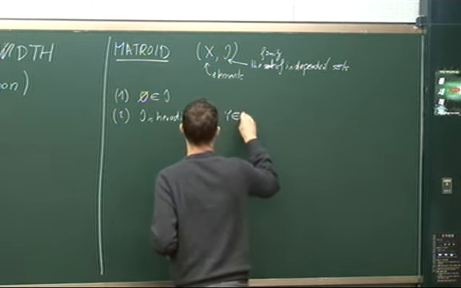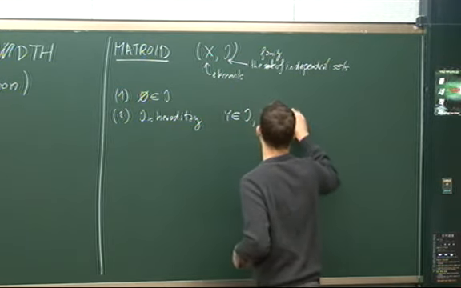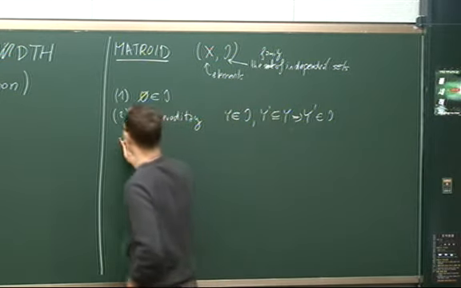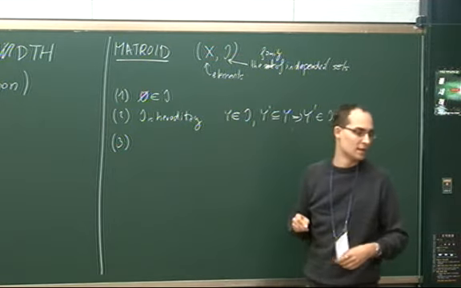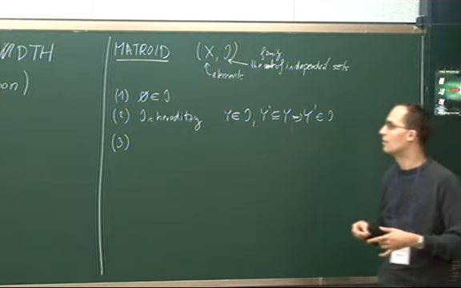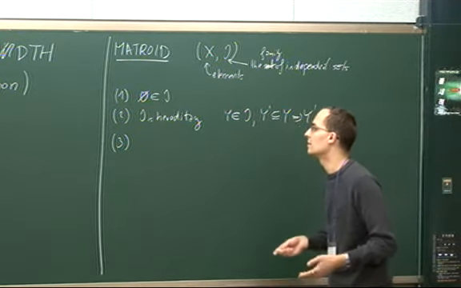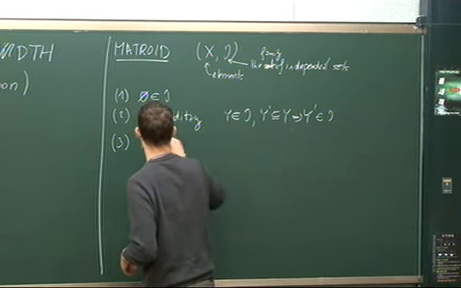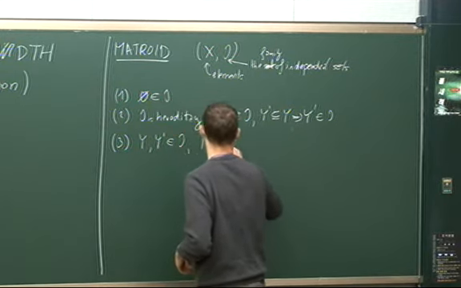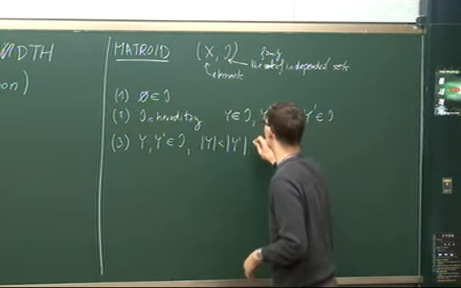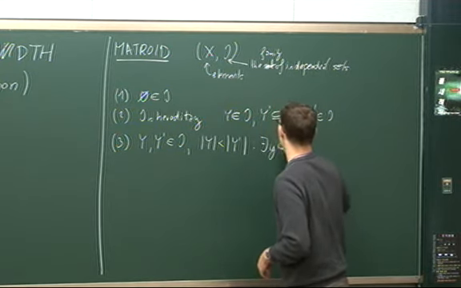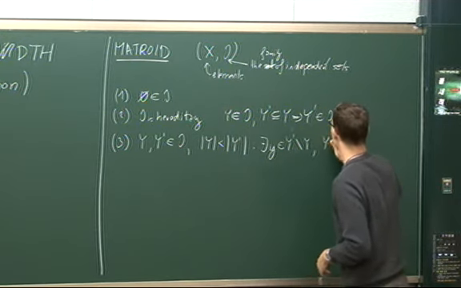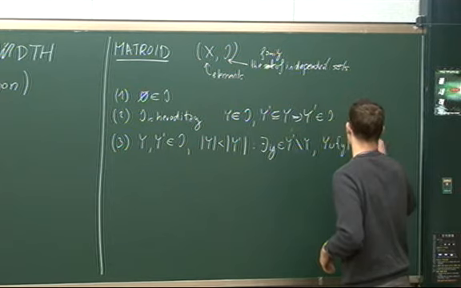I is hereditary, meaning that if Y is in I and Y prime is a subset of Y, then Y prime is also in I. And the last axiom, which is the most important axiom, is an analog of the basis exchange axiom in linear spaces. If you have two sets, let's say Y and Y prime from I, and the first one is smaller than the second one, then there exists an element of the bigger one that you can add to the smaller one, and the set will be independent.